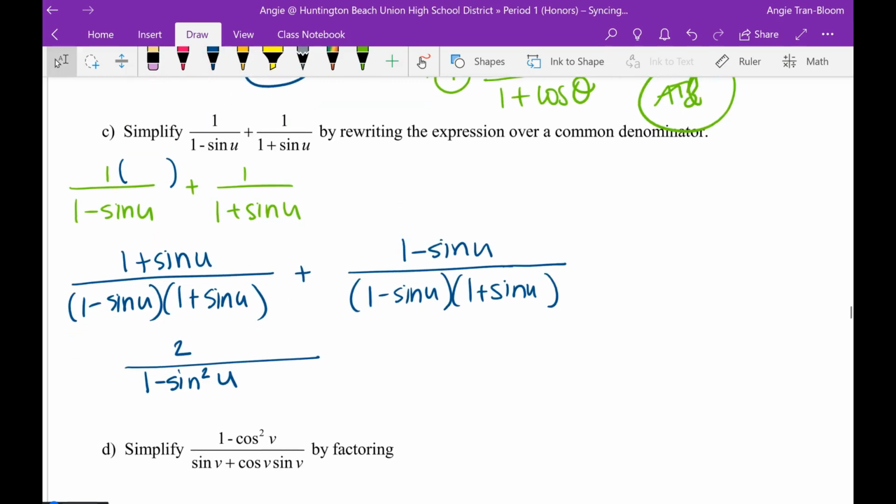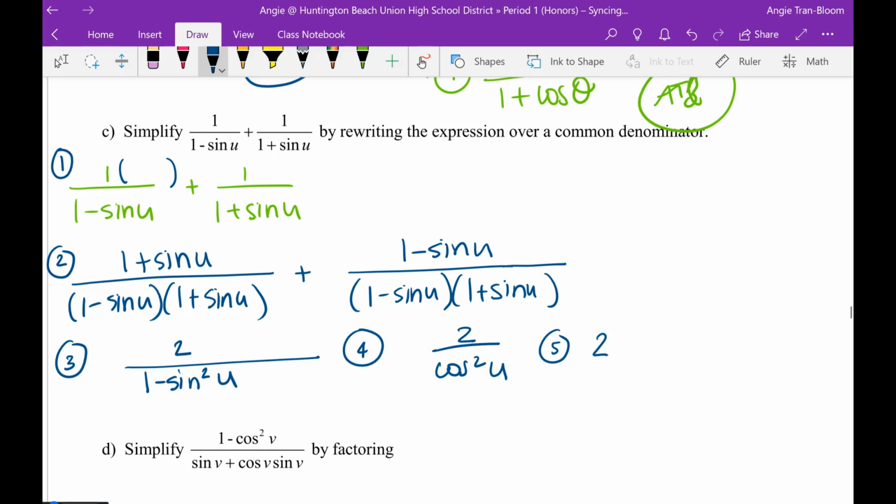I'm out of space. Let me number these because now I'm going to go horizontal, and that's going to be very confusing to my teacher. All right, 4. What are you going to do to simplify? Identity. What identity are you thinking about? Yeah, totally. This is cosine square. Is that as far as you can go? Oh, yeah. You got to go all the way. Isn't that 2 times 1 over cosine square of u? Like that? Yes or no?